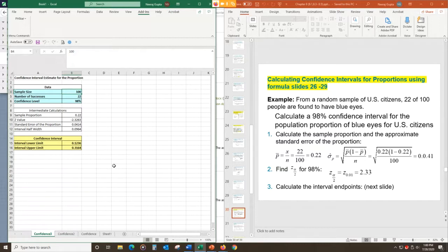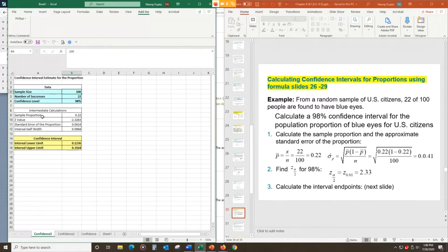Got it? Yes, we got it. We need all of these intermediate calculations, which, if we were using Excel functions, we would be doing by hand.